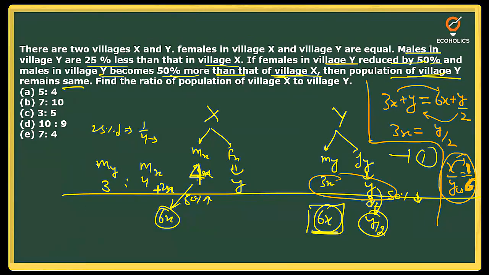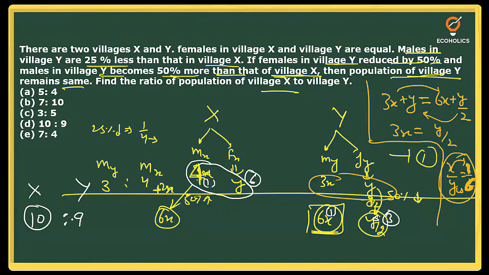So the ratio of population of village X and village Y. If you want to find this, the population is 4x plus y. So 4 into 1, y is what? y is 6. So this becomes 10 in X. What about Y? So 6x, which is 1, y by 2, and 6 by 2, that is 3. So 6 plus 3 is 9. So the ratio is 10 to 9, option D is correct. Should I repeat this thing or is it clear?